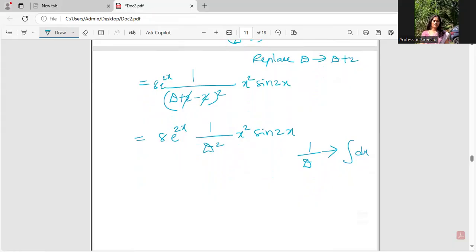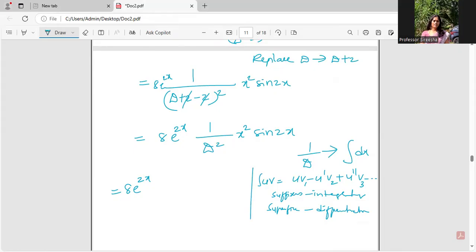1 by d is one time integration. D squared is twice integration. So I'll be going with the UV rule of integration, the Leibniz UV rule of integration. It would be something like this: uv1 minus u prime v2 plus u double prime v3 and so on. With alternative signs, it goes on and on. The suffixes denote integrations. Superfixes denote differentiations.